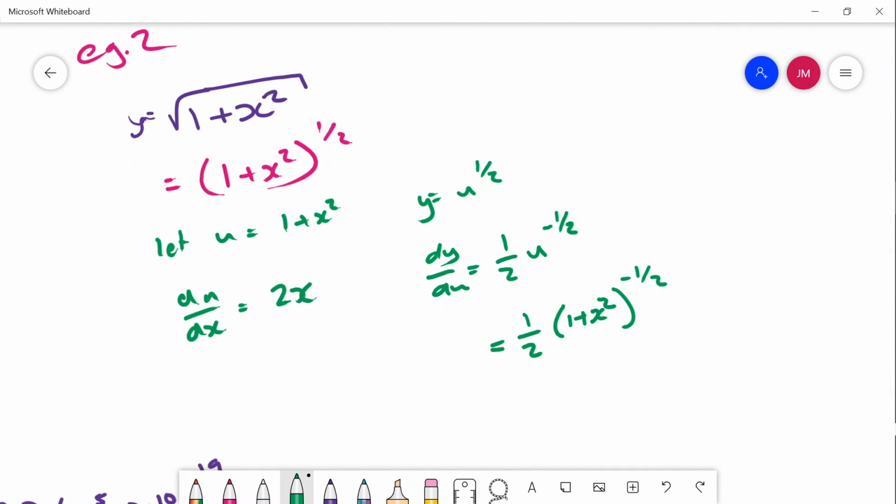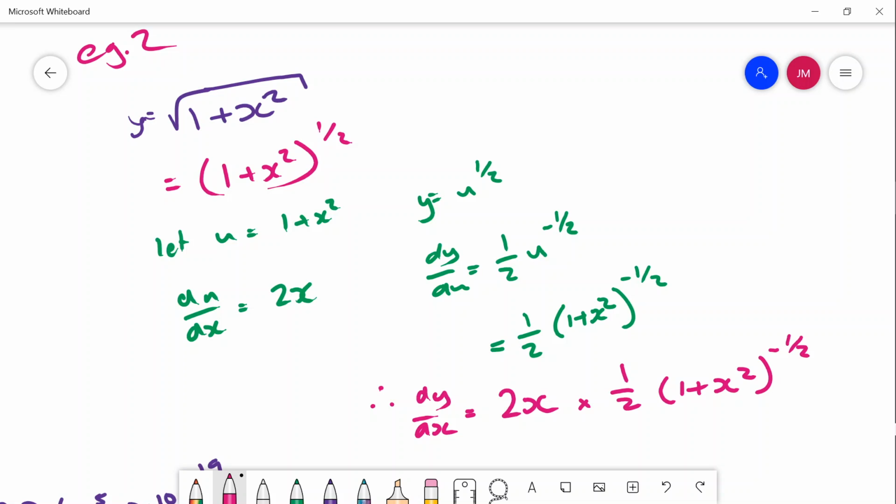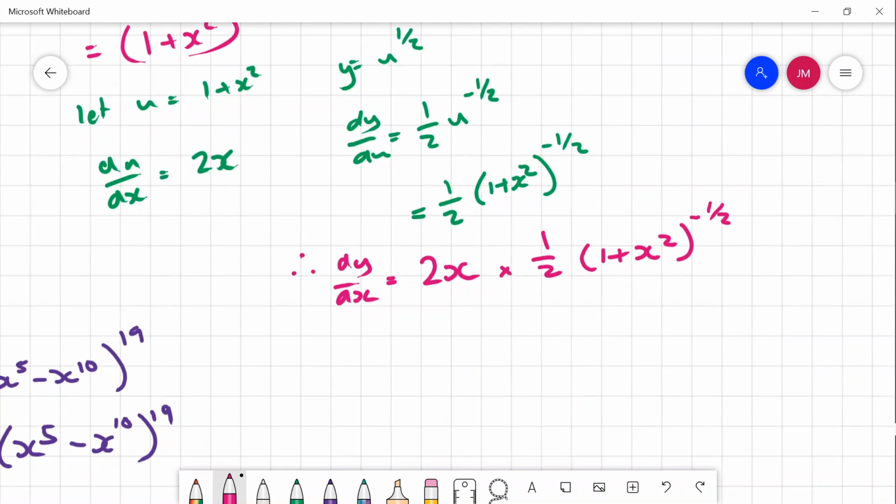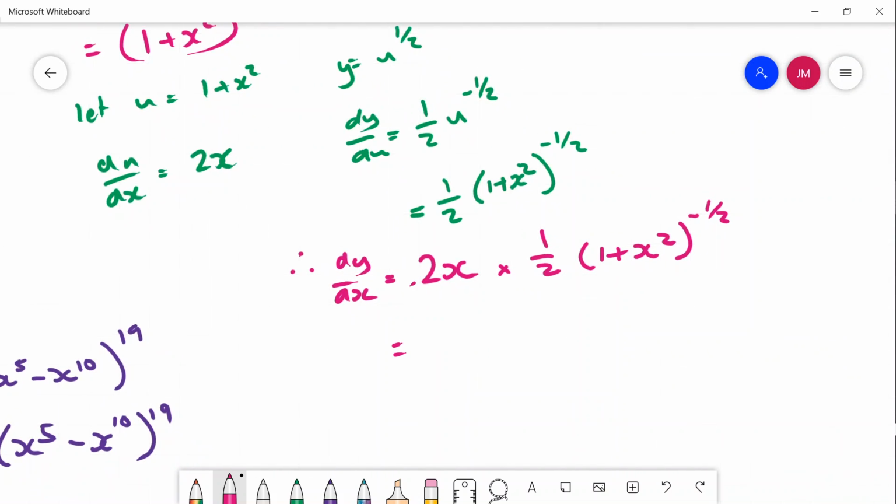And then, therefore, dy/dx is going to equal these two things multiplied by each other. So 2x times a half (1 plus x squared) to the negative a half. And we should tidy this up as well, shouldn't we? So 2 times a half becomes 1. So I have x times (1 plus x squared) to the negative half, which is the same as x over the square root of 1 plus x squared, because that's a negative half that goes down to the denominator. So that's my dy/dx.